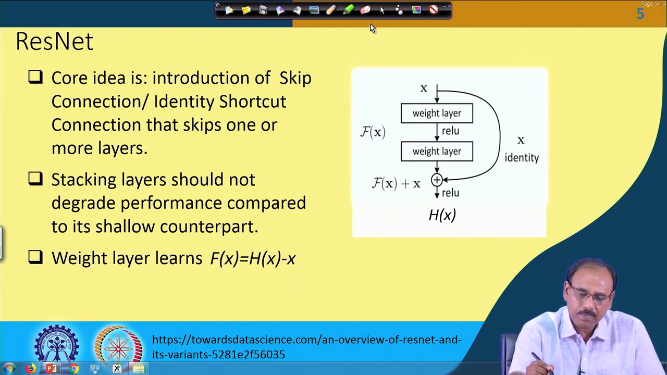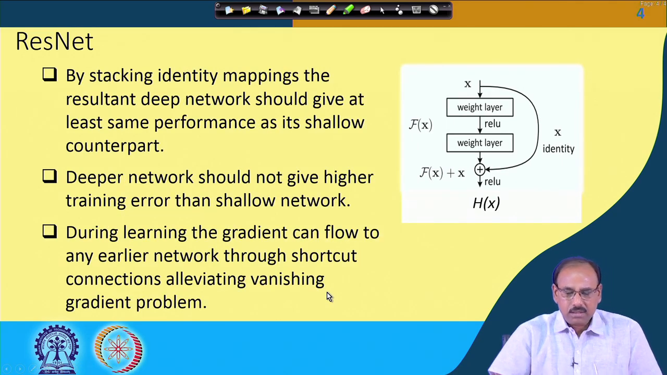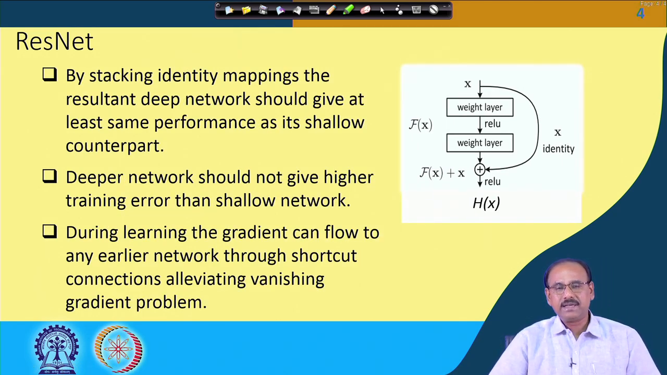So, given that, as we have already said, by stacking these identity mappings or giving these skip connections, the resulting network that we have should not perform worse than its shallow counterpart, or it should give at least the same performance as its shallow counterpart. And as a result, it is also expected that such deep networks should not give higher training error compared to the shallow network.